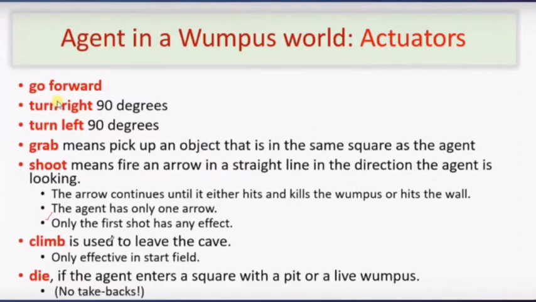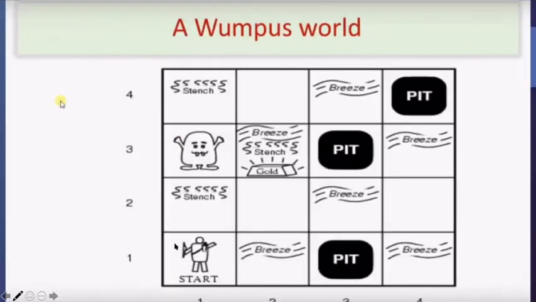Now, climb is used to leave the cave, and only affects the start field. So there is a start field, right? In this particular start field only, the climb is going to work. In the start field, the actuator climb will be there. Climb means getting out from the cave.